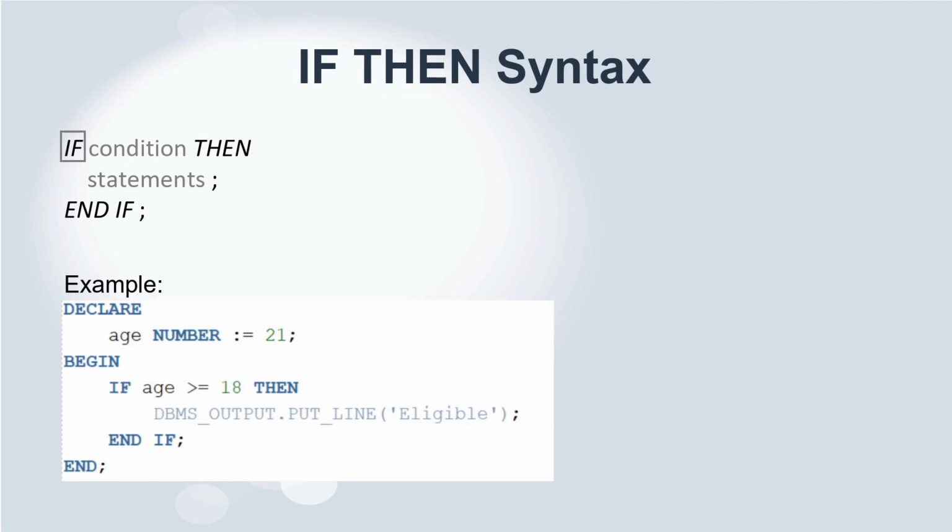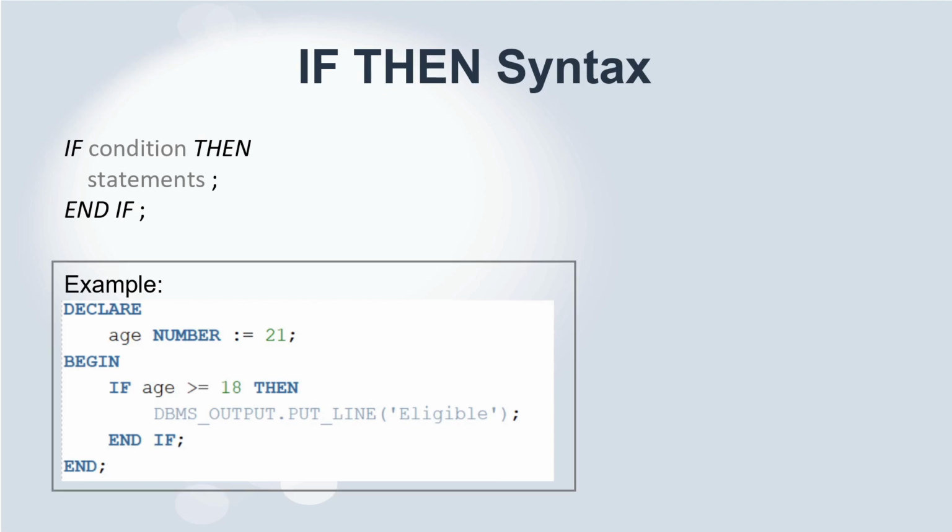First, you need to provide if, then the condition, next the then, and after that those statements which you want to execute based on the condition, and lastly the end if to close the if then block. Here condition is a boolean expression which evaluates to true, false or null. If the condition evaluates to true, then the statements inside if block will execute. Here you can see the example of if then statement. I will explain all of the example at the practical overview section.